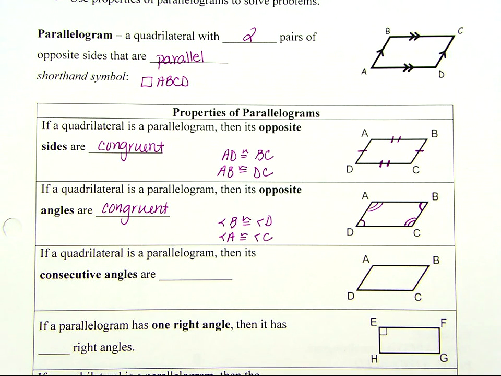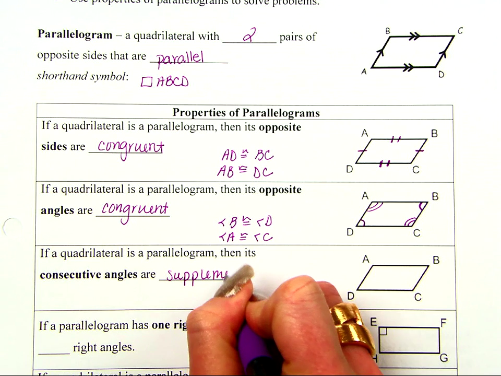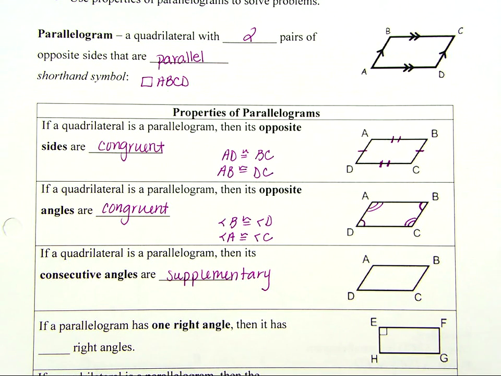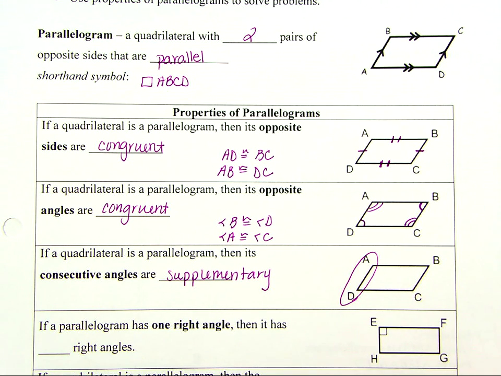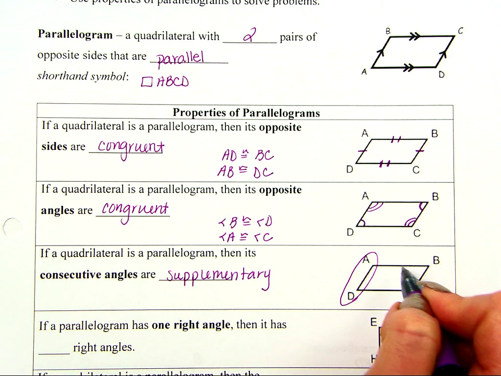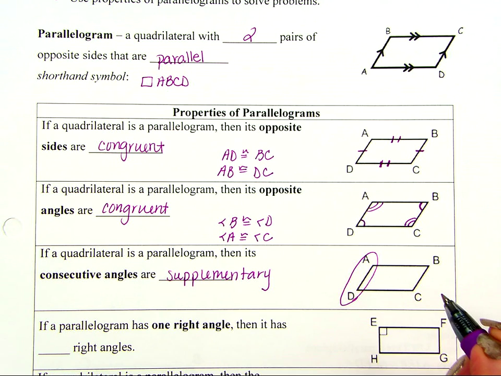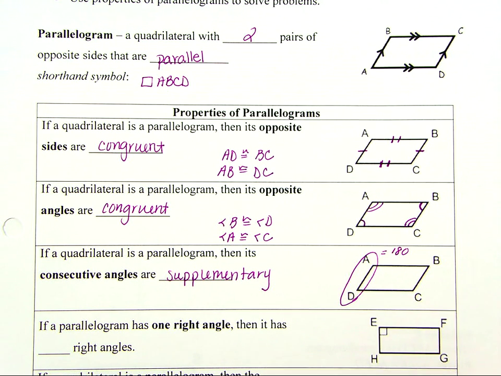If a quadrilateral is a parallelogram, then its consecutive angles are supplementary. Consecutive angles mean angles that would be right next to each other. Consecutive angles here would be angle A and angle D. Now, you'll remember that if my lines are parallel, these would actually be considered same side interior angles. And we had learned in chapter 3 that they would be supplementary.